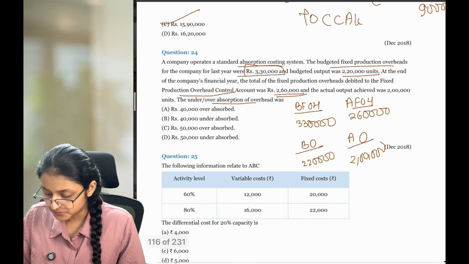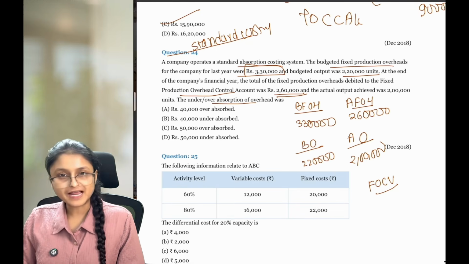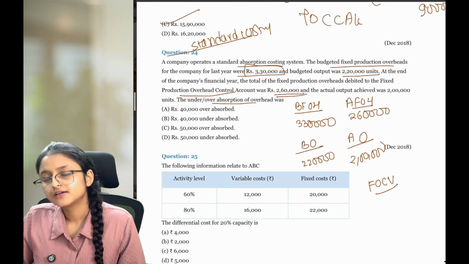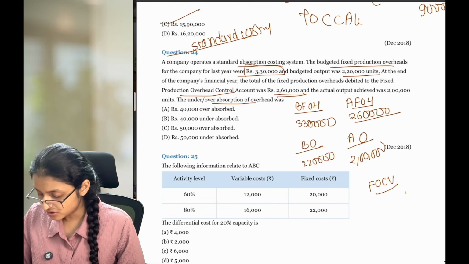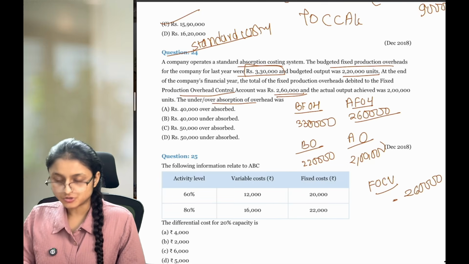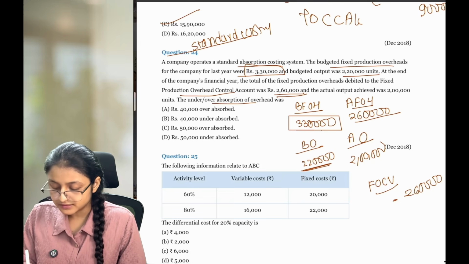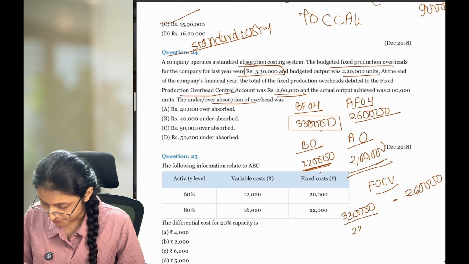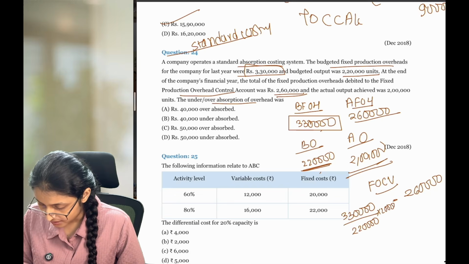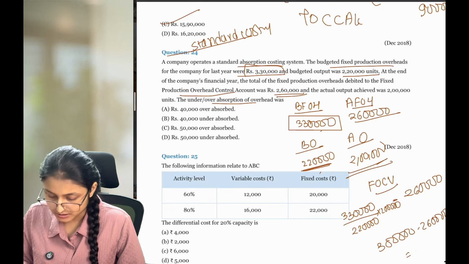You need to calculate what is the under or over absorption of overhead. For calculating under or over absorption of overhead, we have to calculate the fixed overhead cost variance. So this is a question of standard costing covered in your chapter number 4. Okay? So what to do for calculating fixed overhead cost variance? You are going to take your standard cost for actual output minus actual cost. Actual cost I already know, 2 lakh 60,000. Standard cost for actual output: 3 lakh 30,000 is for 2 lakh 20,000 units, so what will be the cost for 2 lakh units? 3 lakh. 3 lakh minus 2 lakh 60,000 will give you 40,000 favorable.